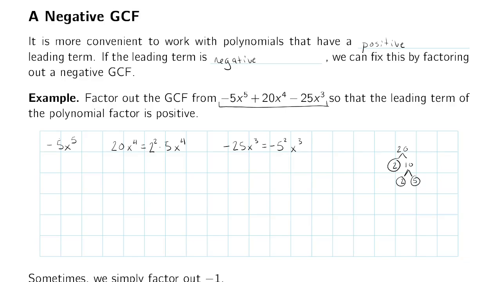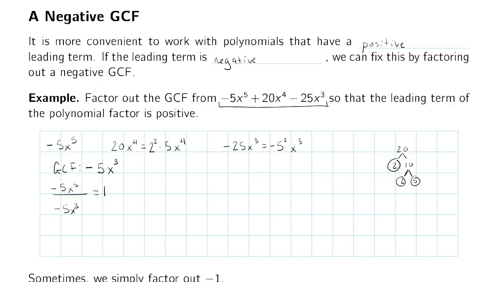Okay, for the coefficients, it looks like they all have a factor of 5. For the x's, the smallest power of x is x to the third. And because we have a negative leading coefficient here, we want to make our GCF negative. And here's why. So we take negative 5x to the fifth divided by negative 5x to the third.